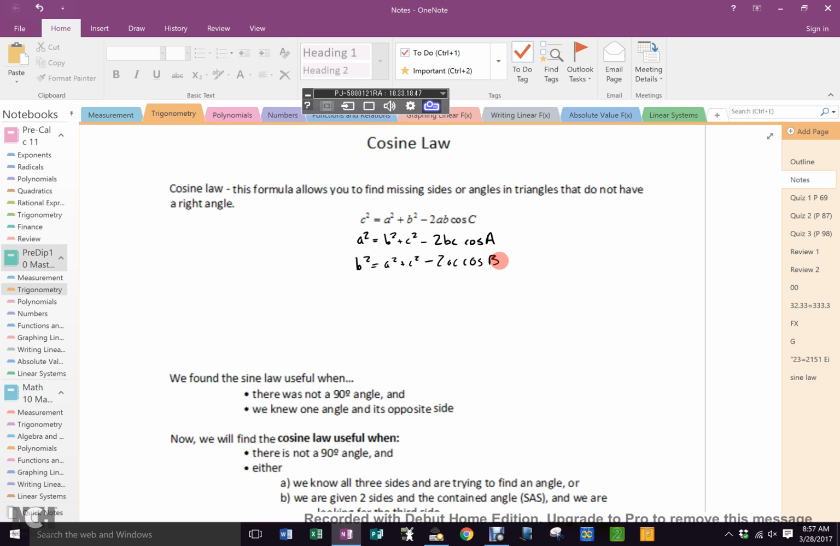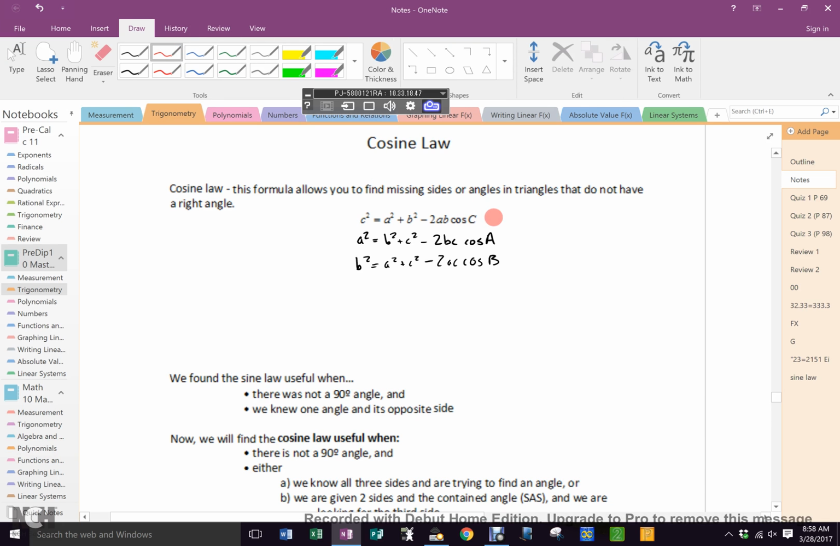Now, those three options allow me to find what? Sides or angles? Sides. Do I sometimes need to find angles? Yes, I do. In which case, what needs to be by itself if I want to find an angle? The cos C needs to be by itself. So now we've got to do algebra, don't we? So if I want cos C, it's got to be by itself, correct?